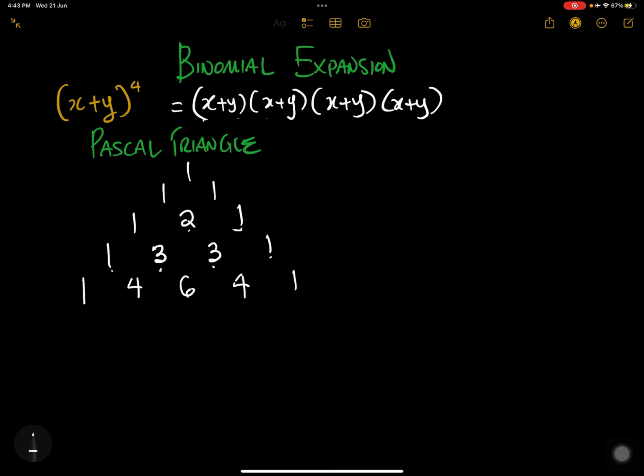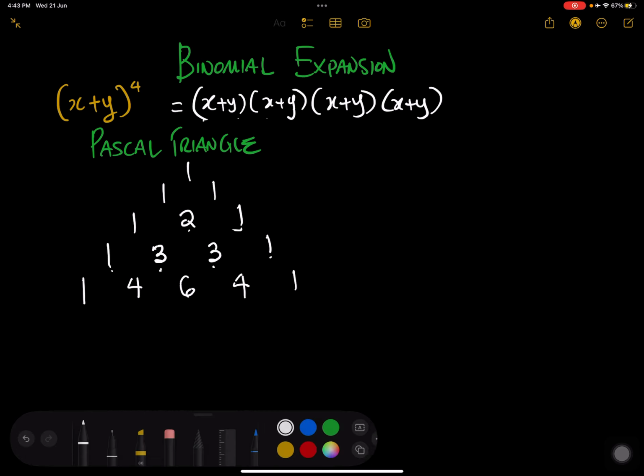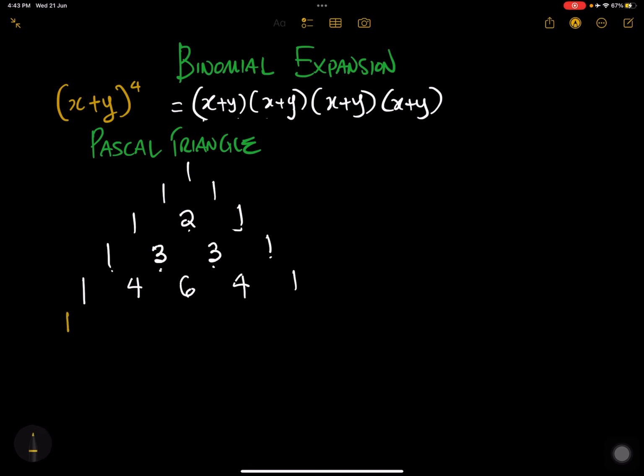Then we keep going. The next thing is to have 1 on this side here. Add 1 plus the 4, we get 5. We put it in the middle. 4 plus the 6, we get 10. We put that 10 in the middle. And then the 6 plus the 4, we get also another 10. Put it in the middle. And 4 plus the 1, we get 5. We put it also in the middle. And then we put 1 right here.